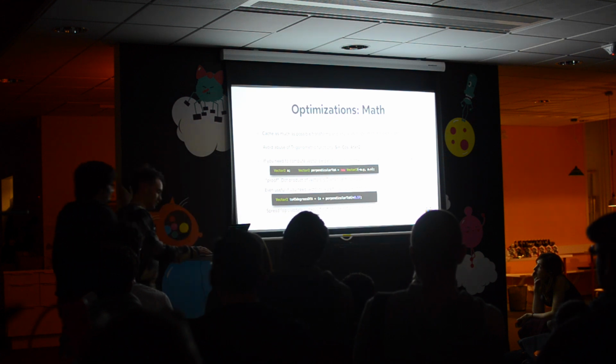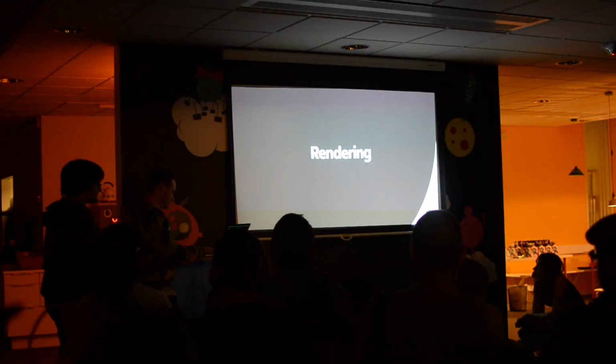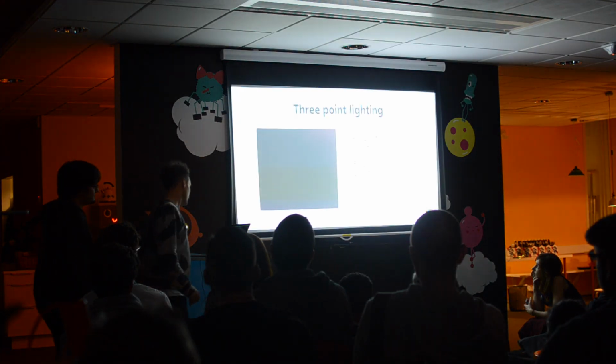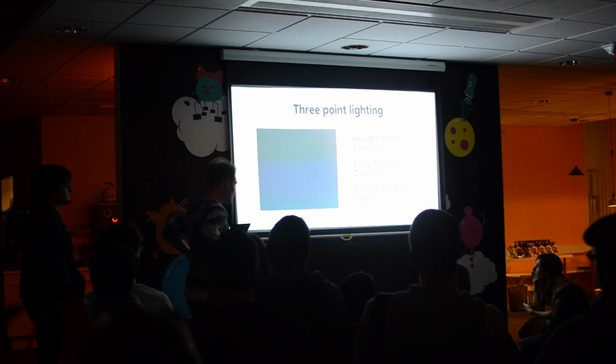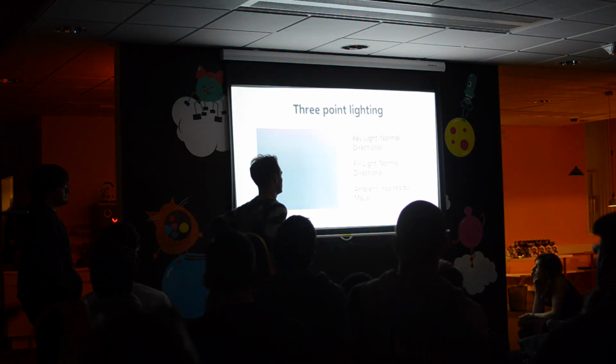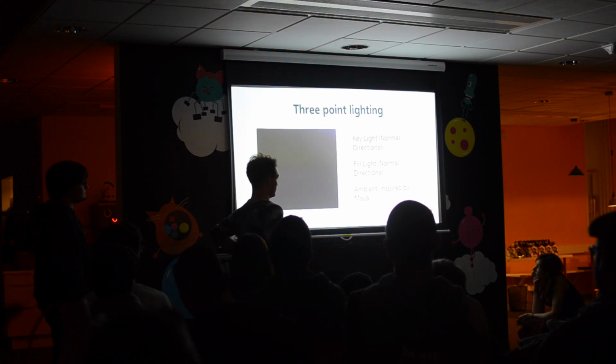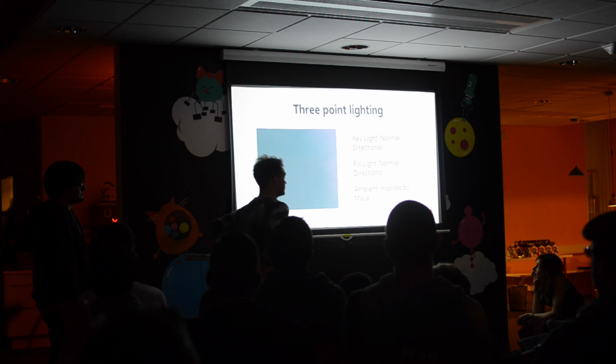Okay. Let's look at some pretty things. So, in Toca Nature, we use a three-point lighting system. I'm going to talk a little bit about how we chose to do that, but essentially we're using three lights. We have one key light, one fill light, and one ambient light. The key light and the fill light are standard directional lights. Really nothing fancy to them whatsoever.